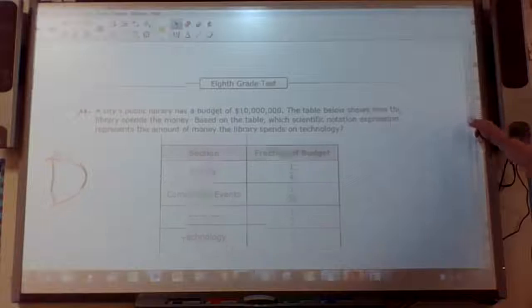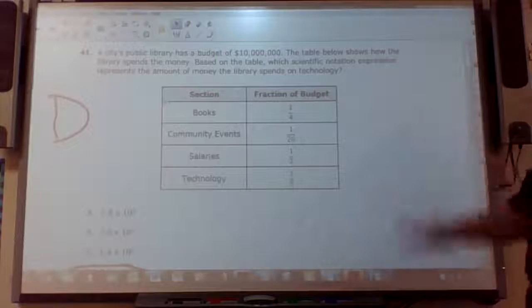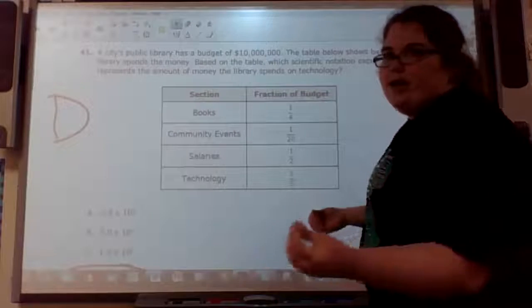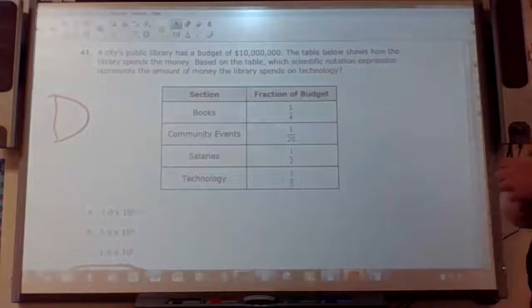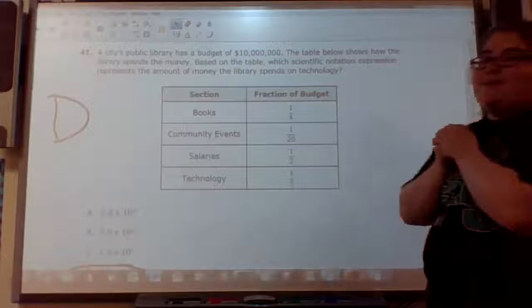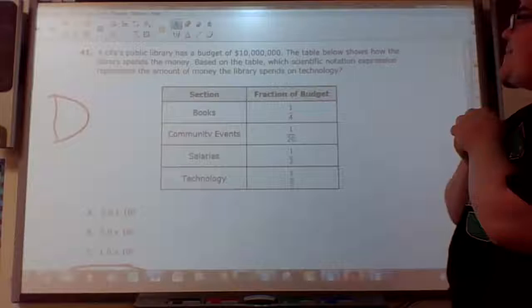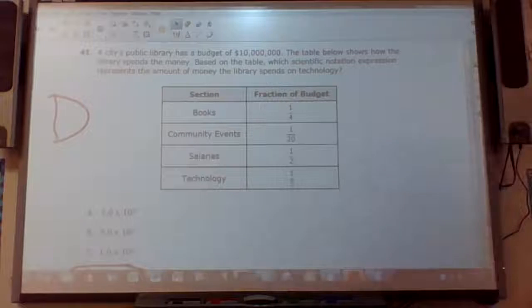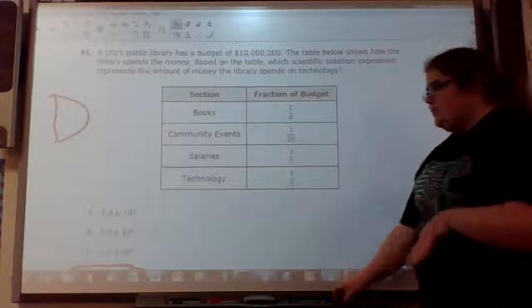On number 41, scientific notation. We're almost done. Almost there. Hang in with me, guys. A city's public library has a budget of $10 million. The table below shows how the library spends the money. Based on the table, which scientific notation expression represents the amount of money the library spends on technology?